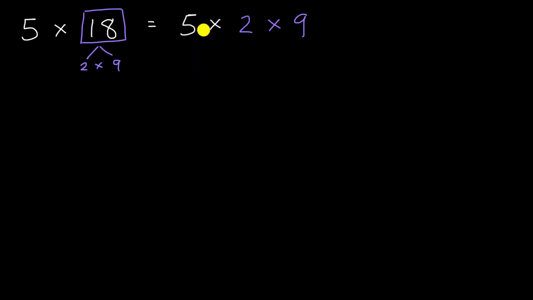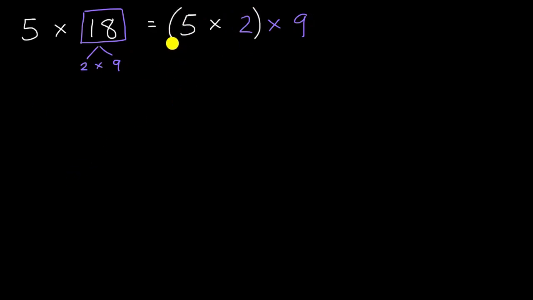If you are multiplying a string of numbers, you can do them in any order that you choose. This is often known as the associative property of multiplication. We can associate the 2 with the 9 first and multiply those first, or we can have an association with the 5 and the 2 and multiply those two first. Now, why is that helpful?